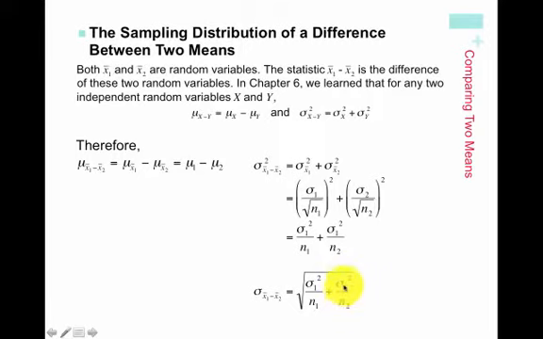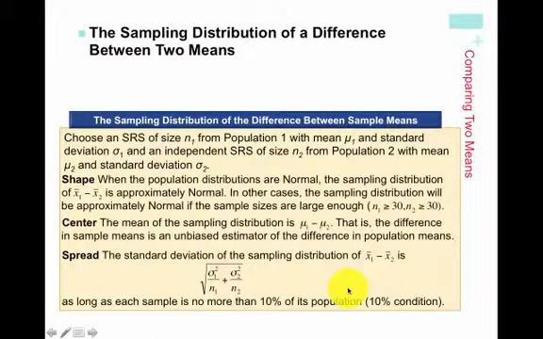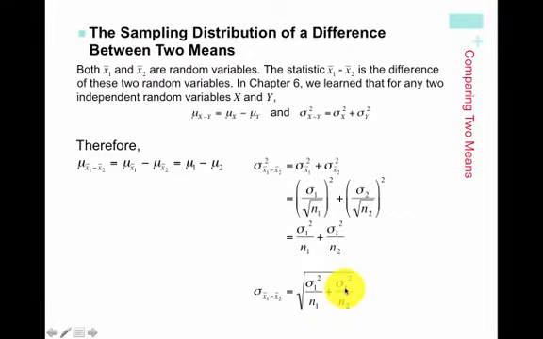This is a typo right here, ladies and gents. Please make note of that. This should be sigma 2 squared, as should this.